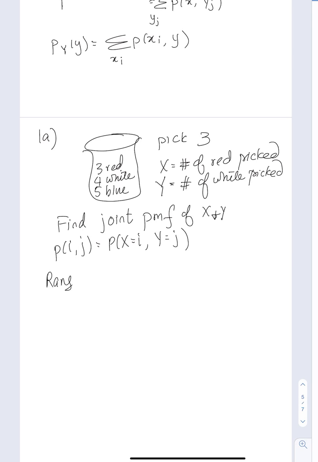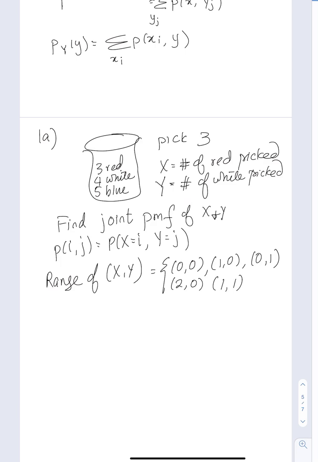So let's write down now range of X comma Y together. Okay, what can be? Can you pick nothing? No red, no white, and only pick blue balls? Yeah, you can pick no red, no white. Can you pick exactly 1 red and no white? Yeah, you can do that. Can you pick no red and 1 white? Yes. You can pick 2 red and 0 white? Yes. You can pick 1 red and 1 white and 1 blue. And you can pick 0 red, 2 white, and 1 blue.